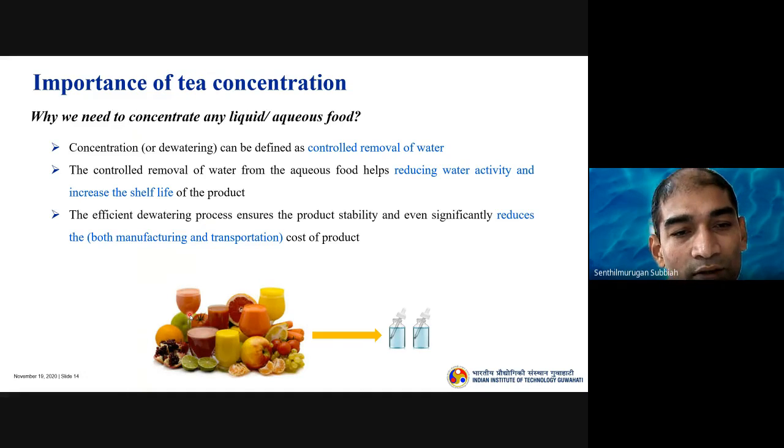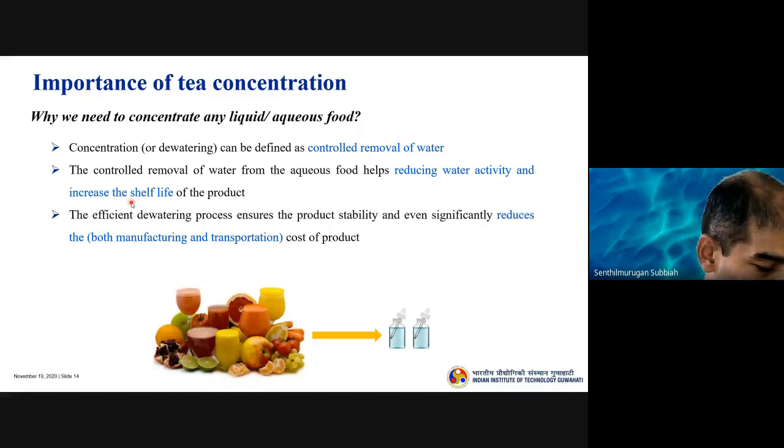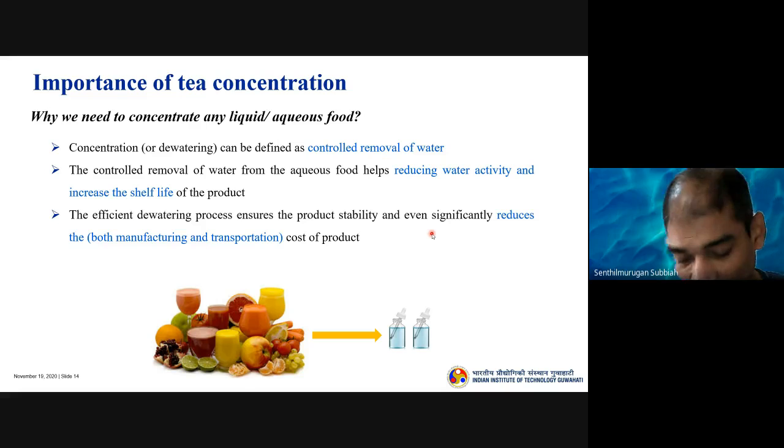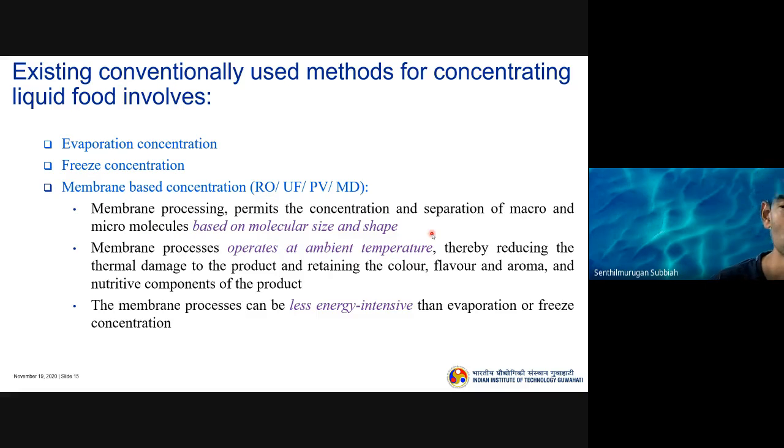So that's where we are talking about concentration, defined as a controlled removal of water. The controlled removal of water from the aqueous food helps reduce the water activity. There are some foods where water activity leads to degradation of the food. An efficient dewatering process ensures product stability and even significantly reduces both manufacturing and transportation costs. That's what we have seen. So this is the typical process available in the field, where evaporation, freeze concentration, and membrane-based processes like RO, UF, pervaporation, and membrane distillation are widely used.